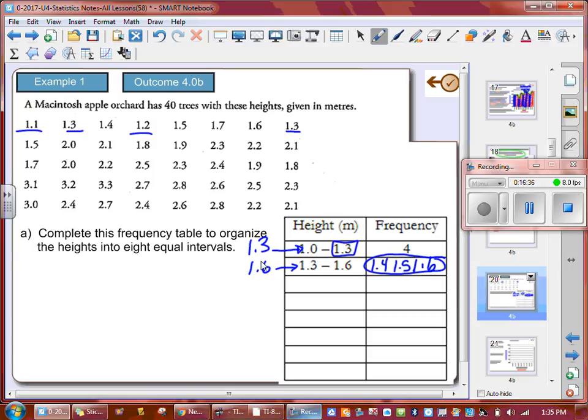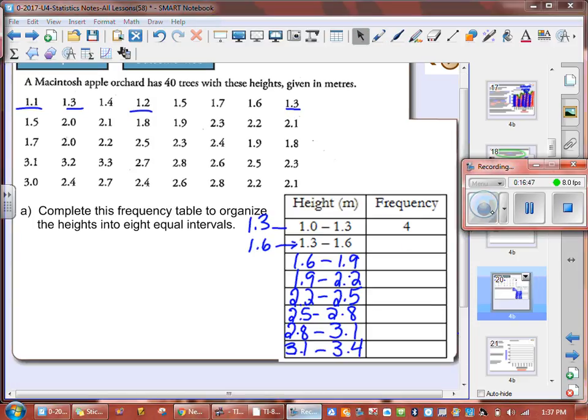Okay? So I'm going to give you a couple minutes. I'd like you to fill out your categories. I want you to fill out the rest of the height frequencies. Push pause now and play when you're ready.